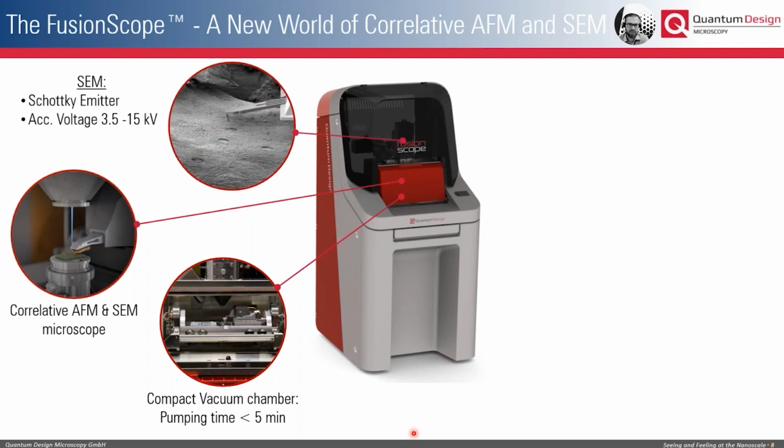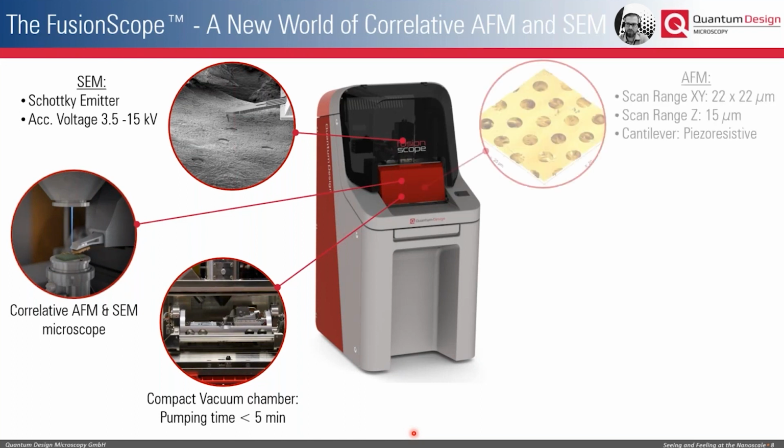Talking about the SEM, there we are working with a very powerful Schottky emitter, and the FusionScope currently can work with acceleration voltages between 3.5 and 15 kilovolts. And for the AFM part, we have a scan range in X and Y of 22 micrometers and in Z of 15 micrometers. And one unique feature about the FusionScope is that we are working with a very unique cantilever technology. We are using piezo-resistive cantilevers, so we don't use the classical optical detection to read out the cantilever deflection.